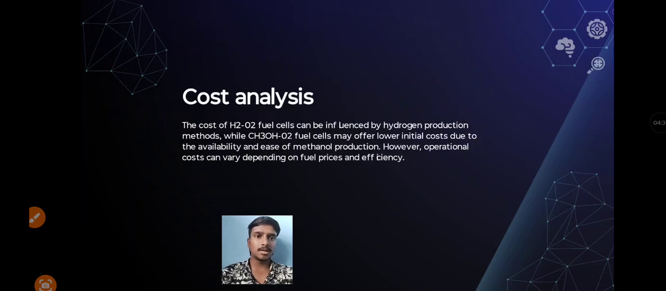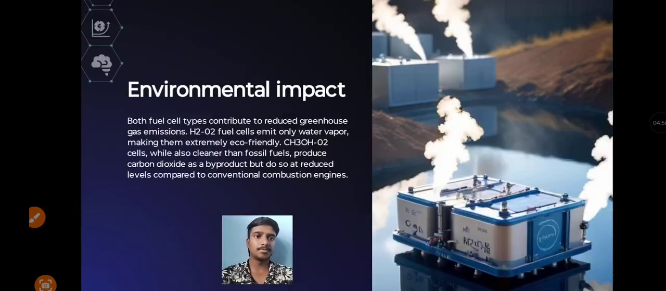Cost analysis. The cost of H2O2 fuel cells can be influenced by hydrogen production methods, while CH3OH-O2 fuel cells may offer lower initial cost due to the availability and easier methods of production. However, operational cost can vary depending on fuel prices and efficiency.